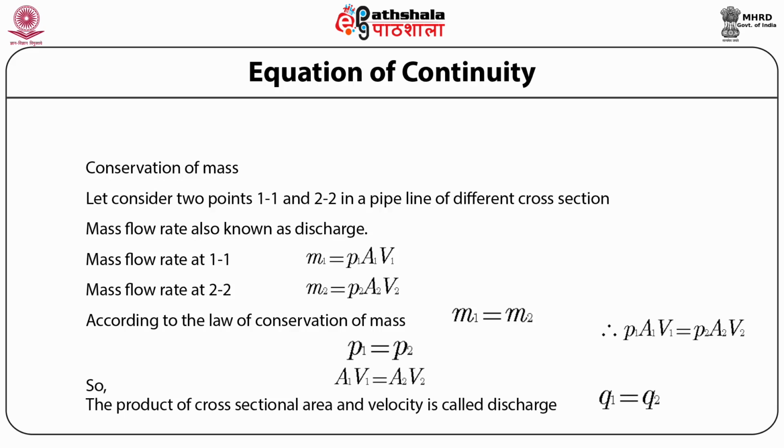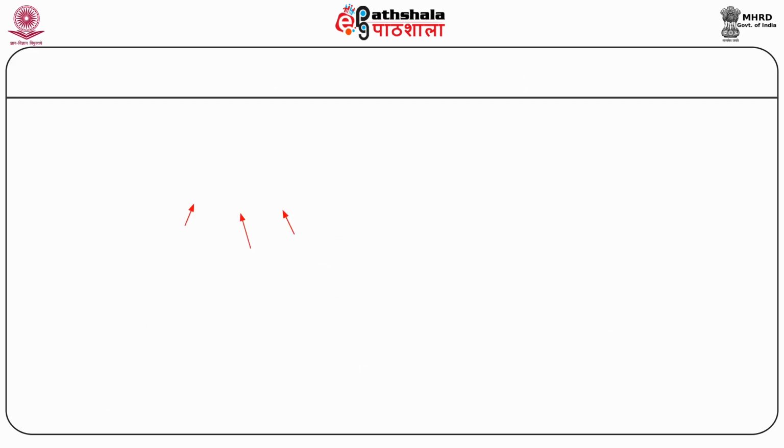The product of area and velocity gives a new term called discharge, whose unit is meter cube per second. That means A1 V1 is nothing but Q, the discharge in meter cube per second. So Q1 is equal to Q2. Discharge in is equal to discharge out. That is, mass flow in is equal to mass flow out. I hope it is clear to you.